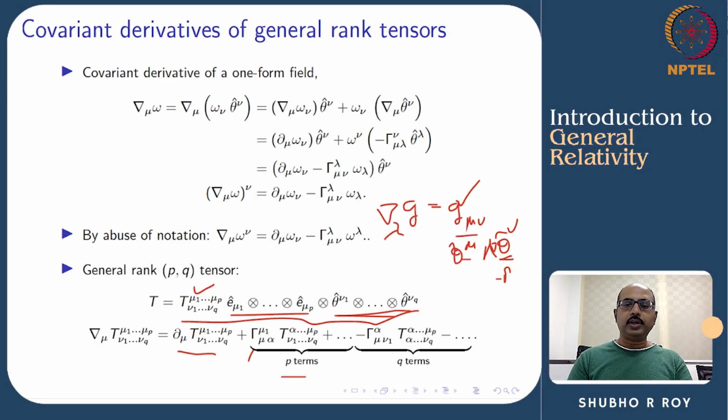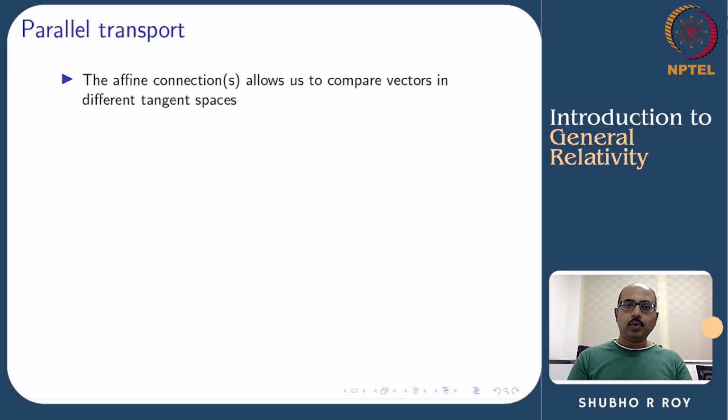All right, now that we understand how to take covariant derivatives of tensor fields, let me move on to the next item on the agenda, which is the idea of parallel transport. This is a key idea in general relativity, and it's very important that you understand what parallel transport of a vector means.